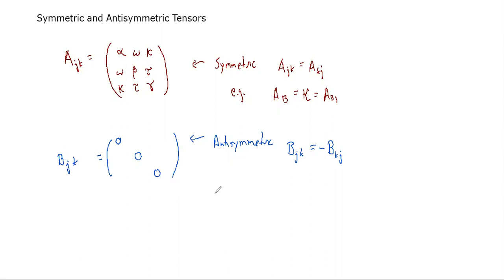But yeah, so the diagonals of these need to be 0, because the only way for B2,2 to be equal to negative B2,2, the only number that is the negative of itself, is 0. But then off the diagonals, we can have some fun stuff. So we could have some number there, no restriction, but then this would be minus omega, minus kappa, and minus tau. Okay. So this is maybe like a linear algebra definition.